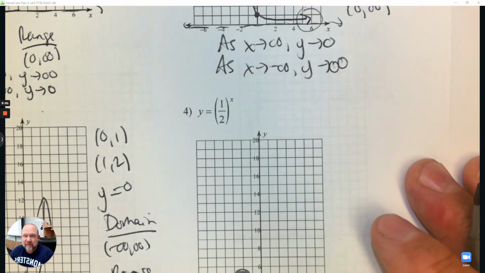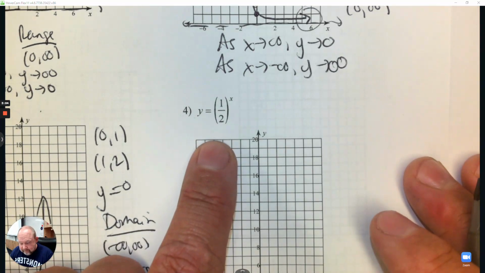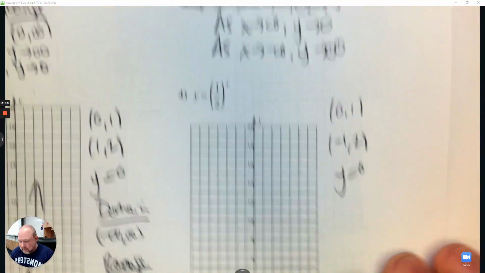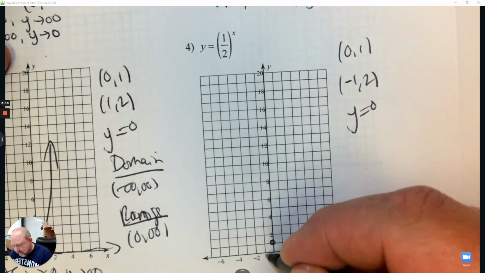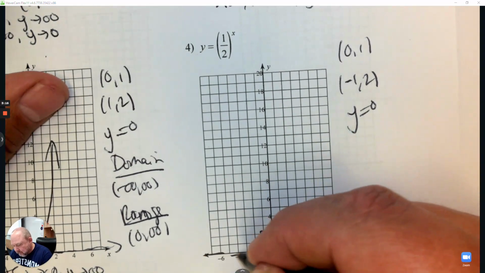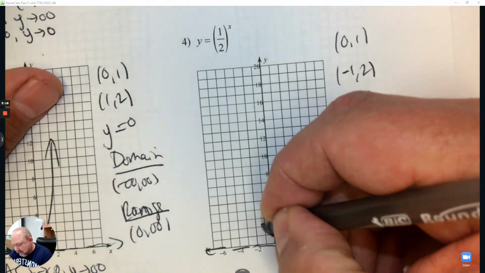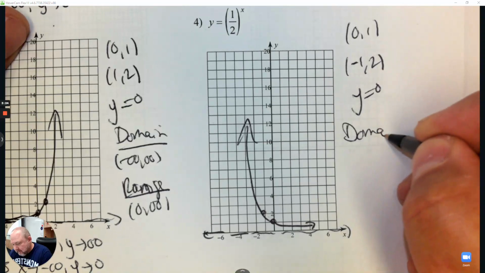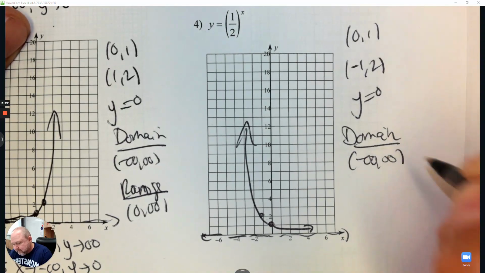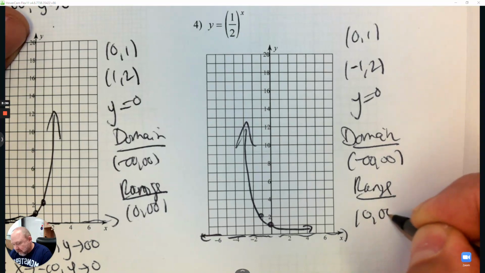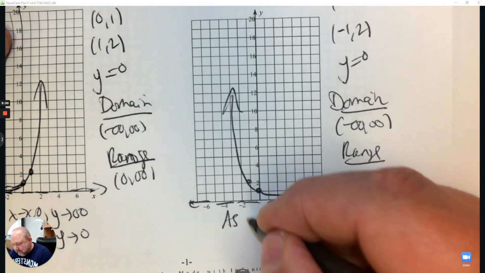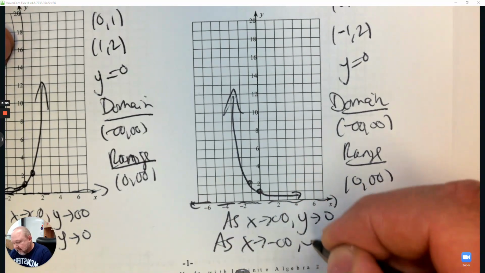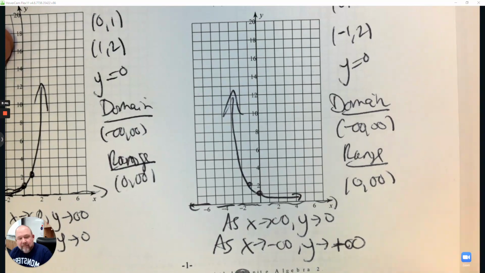Number 4, press pause. Try it first. So again, 0, 1 is going to be negative 1 in the reciprocal and y equals 0. So we'll start at 0, 1, then negative 1, 2, and then the asymptote at 0. The more we practice these, and then the curve using that. The domain is always all real numbers. There's no restrictions. The range, the bottom of the graph to the top, goes 0 to infinity. And the end behavior. So as x approaches infinity, the right end goes to 0. As x goes to negative infinity, the left end goes up. That's positive infinity.